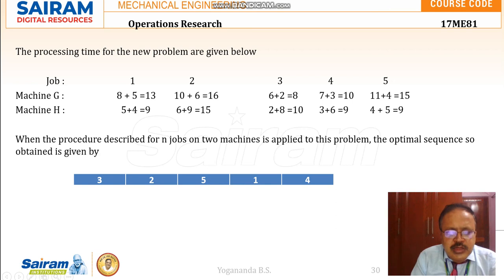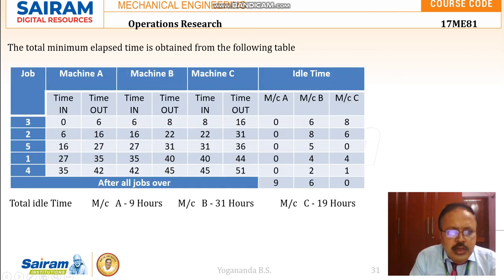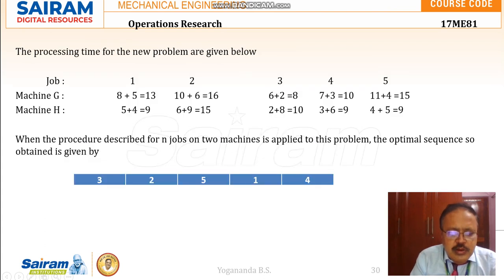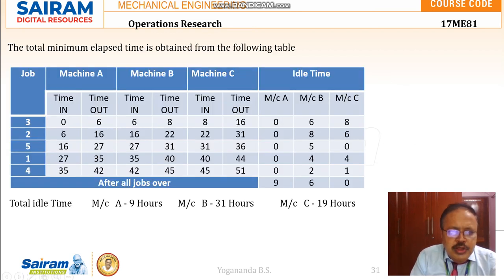The optimal sequence for the above problem is obtained like this: 3, 2, 5, 1 and 4. Now the 2 machine problem is converted back to the 3 machine problem. So the optimal sequence obtained is 3, 2, 5, 1, 4. Now we know how to find out the time in and time out on these 3 machines, and find out the idle time on each machine.